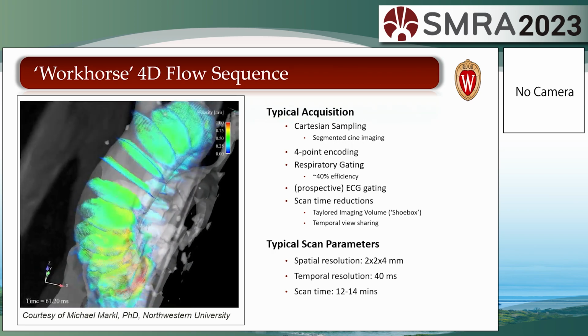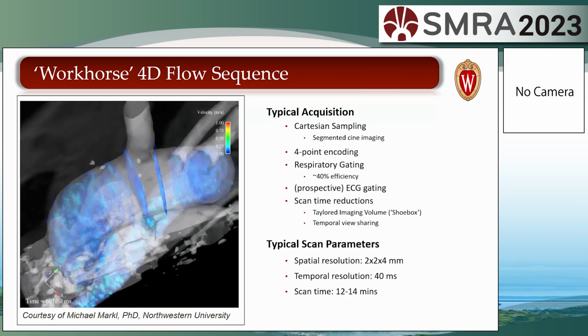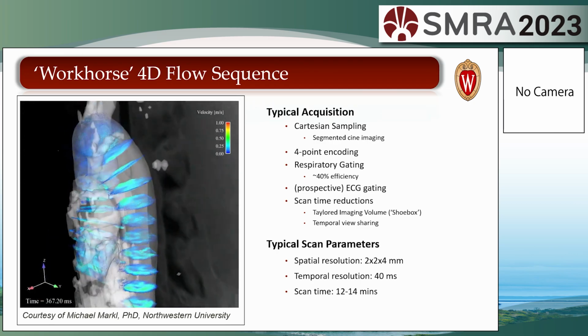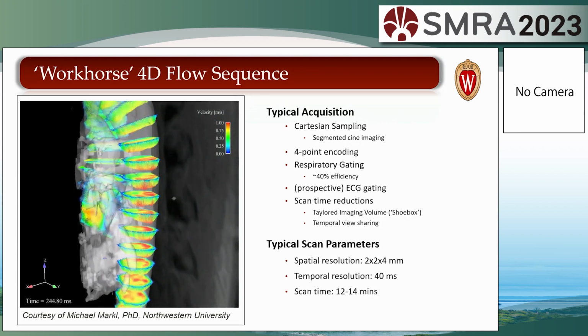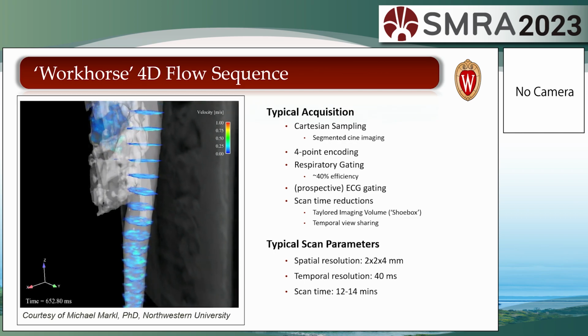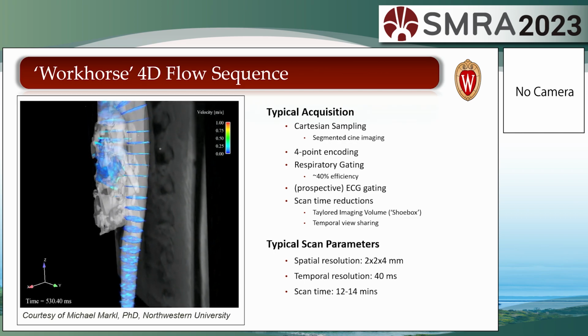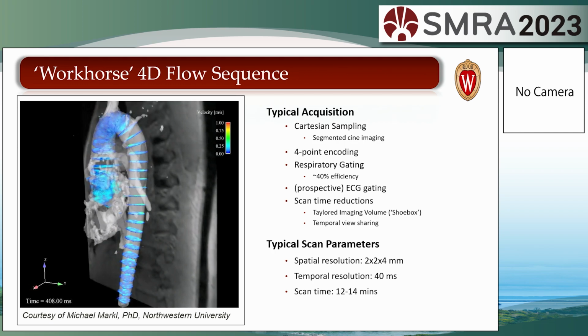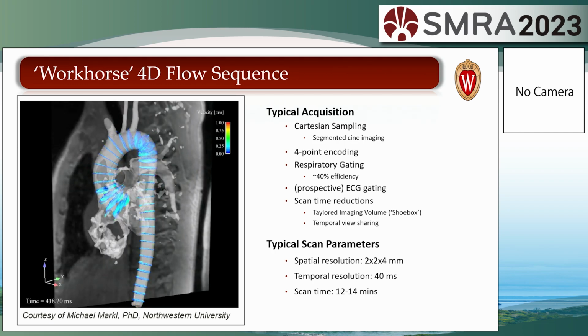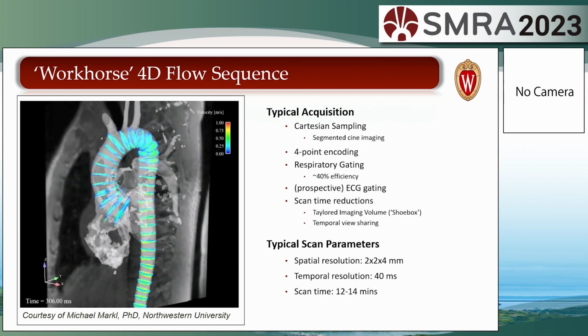And with such an acquisition, we can get beautiful images. Again, those are acquired with such a sequence here from Dr. Markle. We have nice coverage of the aorta. We have detailed information about the velocity vector fields, and it presents a view that is not accessible through any other medical imaging modality. There's no ultrasound or CT scan that can generate such rich data sets.